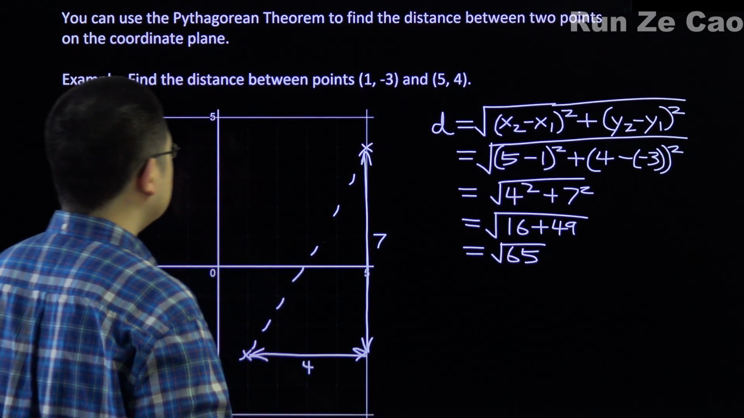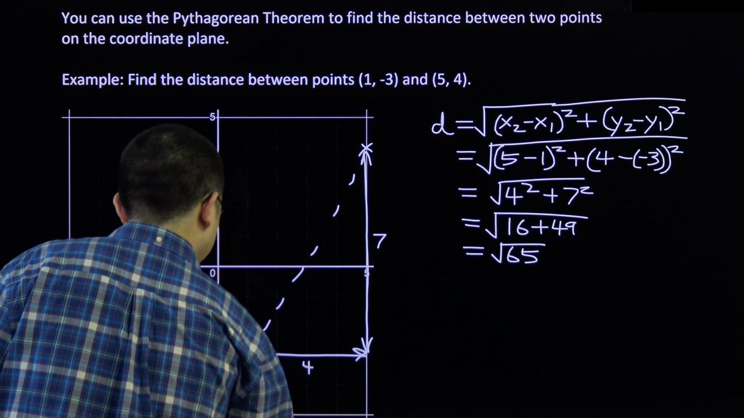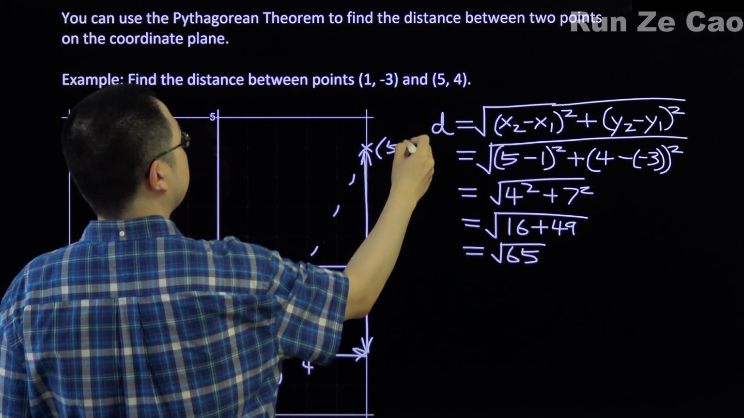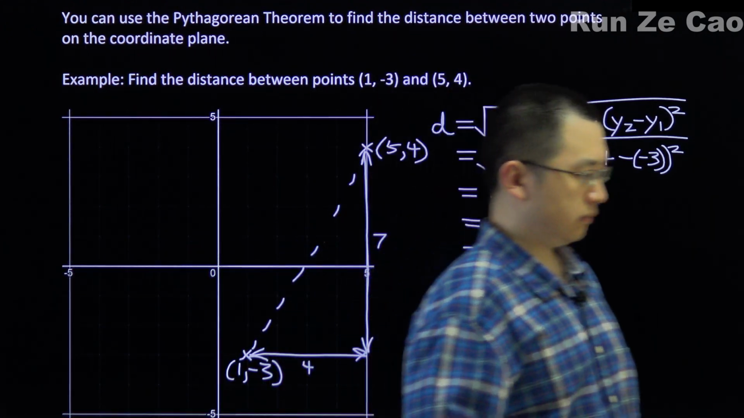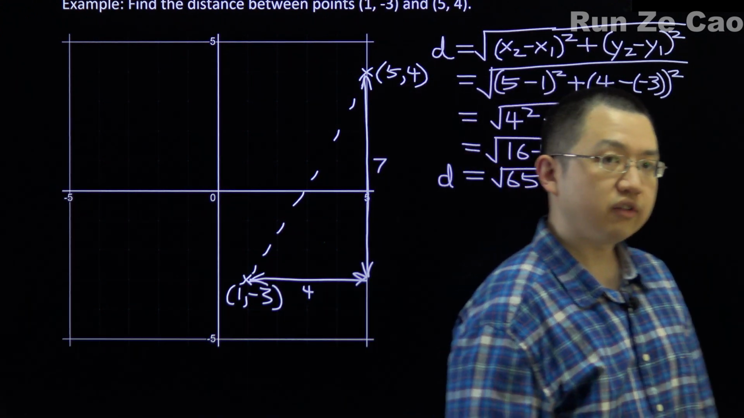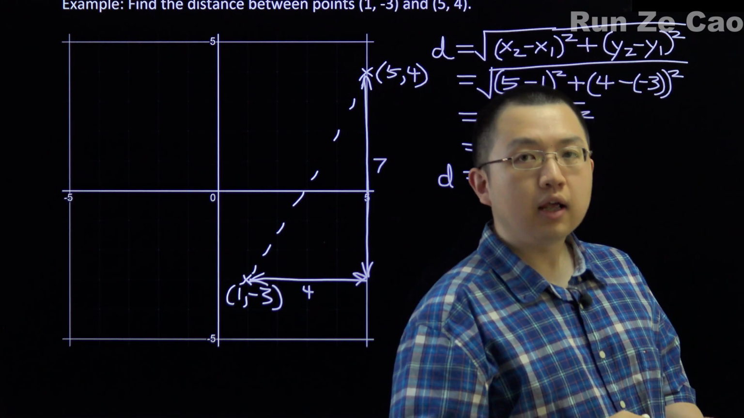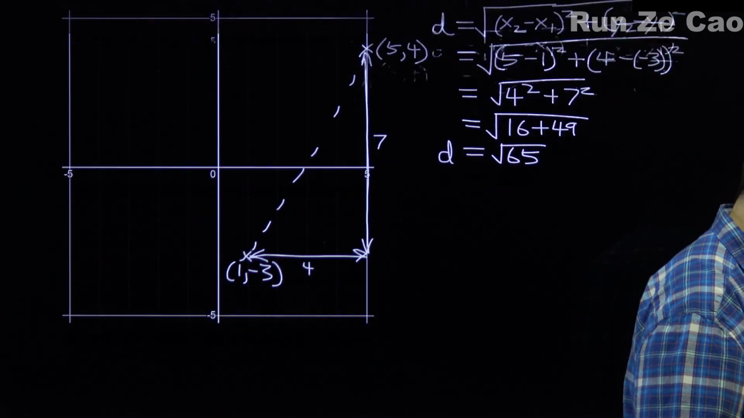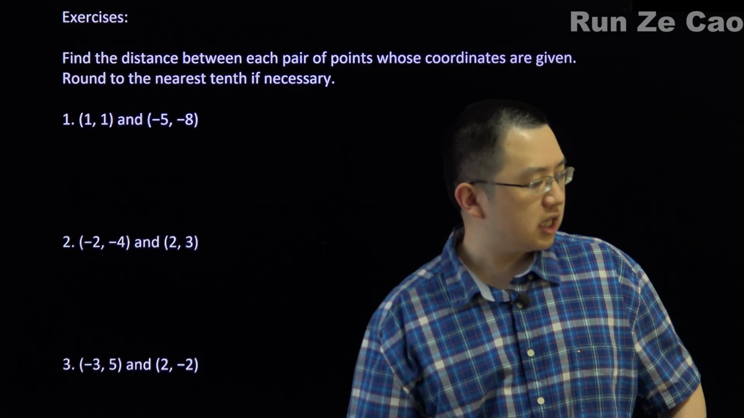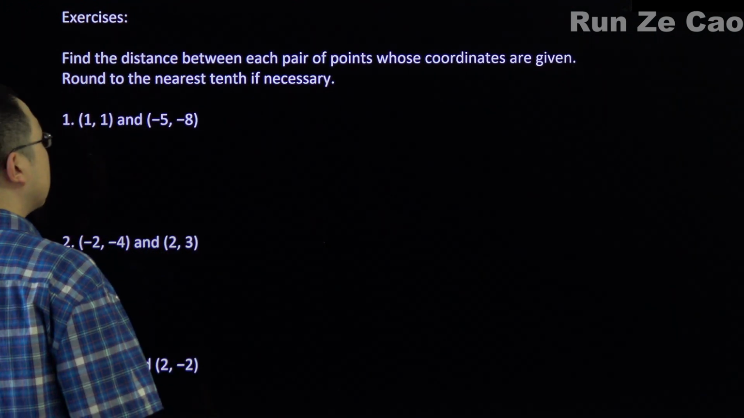That is the exact value for the distance between the points (1, -3) and (5, 4). So that is the distance in exact value. If you had to round, then you would put it into your calculator and give an approximation. For exercises, let's find the distance between each pair of points whose coordinates are given. Round to the nearest tenth if necessary.